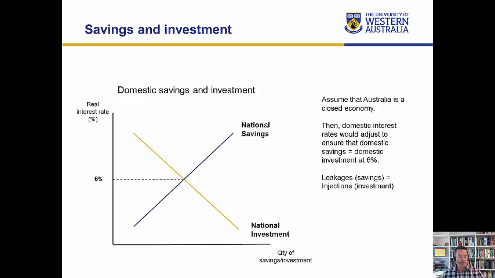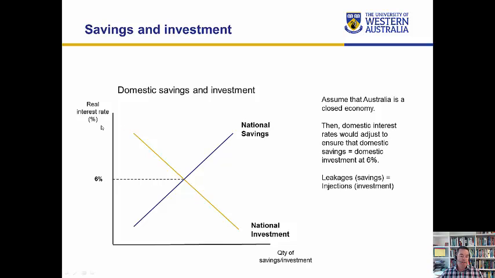So we have seen this set up before. We've got demand and supply analysis, where investment creates a demand for loanable funds and savings creates a supply of loanable funds. And in this example, I've got a closed economy. So Australia does not trade with the rest of the world, particularly in terms of money, investment money, savings, that sort of thing.